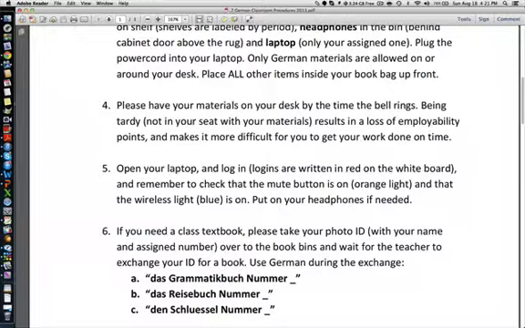Number 6, if you need a class textbook, please take your photo ID with your name and assigned number over to the book bins and wait for the teacher to exchange your ID for a book. Use German during this exchange.